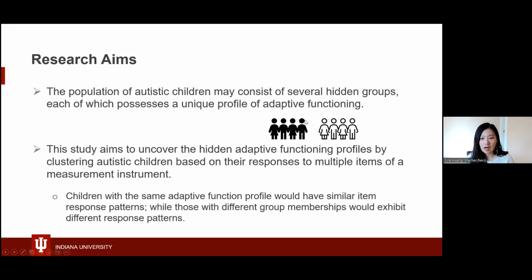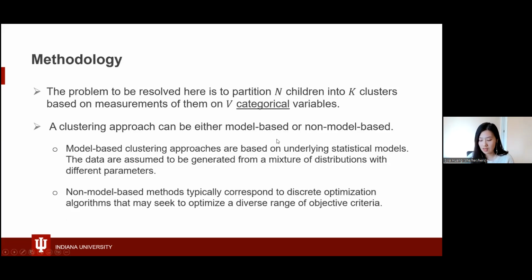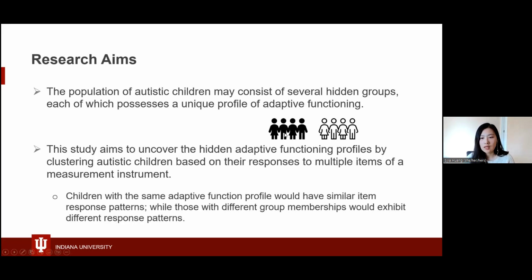With that being said, we mean that children within this group have a unique profile of their own, and these children who share the same adaptive functioning profile would have similar item response patterns. And this little subgroup here, who share the same adaptive functioning profile, will have their own response pattern. And since the group membership and the profiles themselves are not directly observable, we will be using the observed item responses to derive the latent group membership, and then to achieve certain goals that make a lot of practical sense. That is the entire context and the substantive goal of our research.